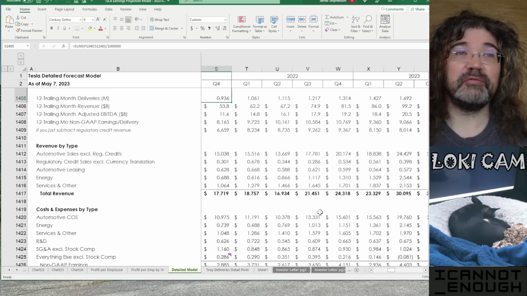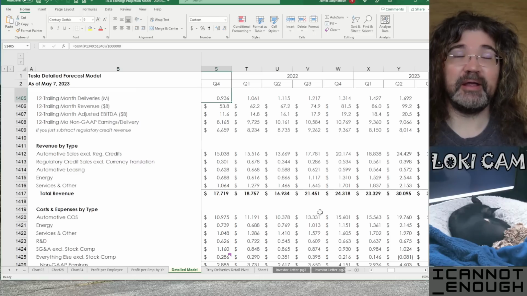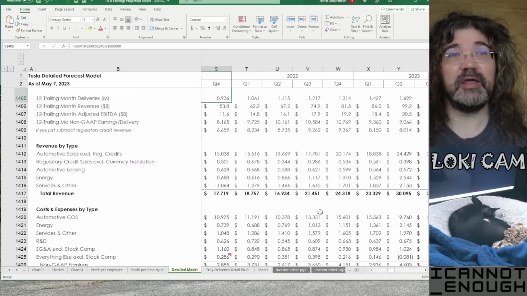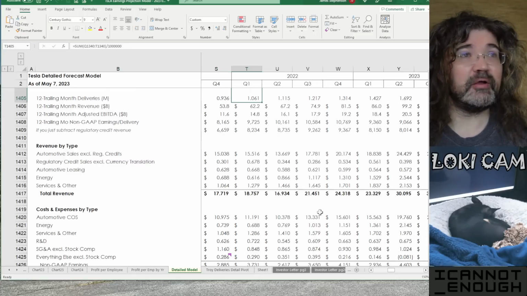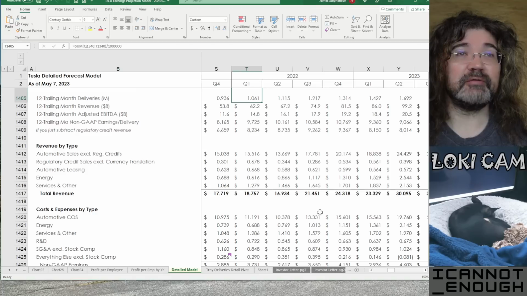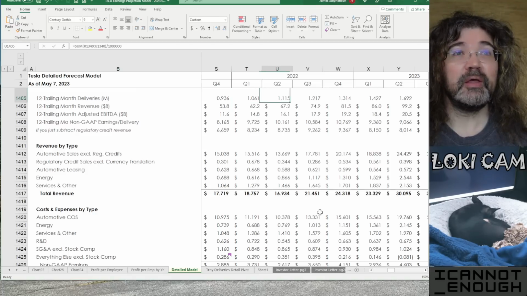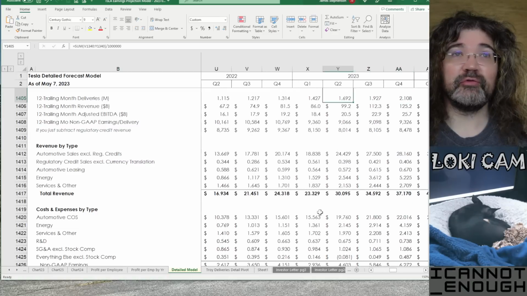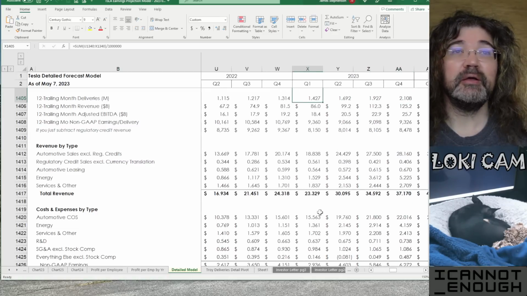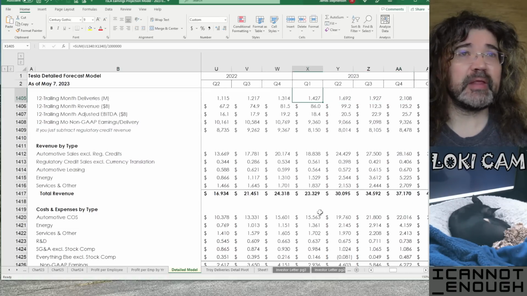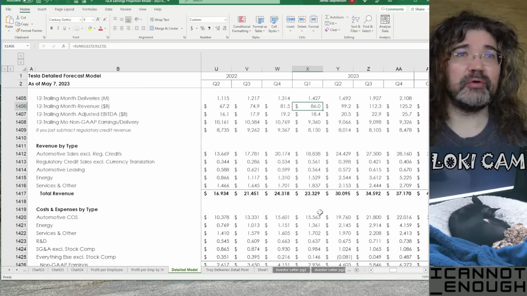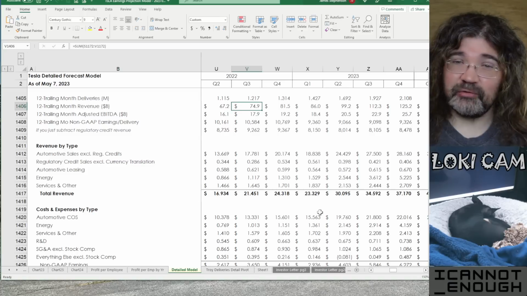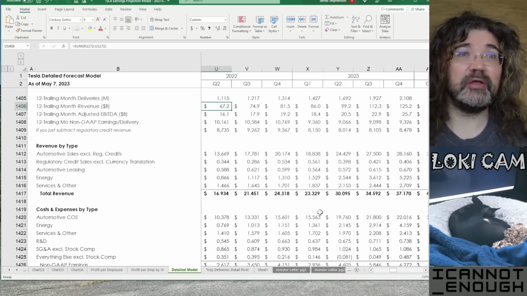In 2021 full year, Tesla delivered 936,000 vehicles. And since then, their 12 trailing month deliveries have exceeded 1 million. So as rows like this, I have it continuing to rise through the remainder of this year, as shown. Then for the 12 trailing month revenue, well, it ought to be rising along with the deliveries, right?